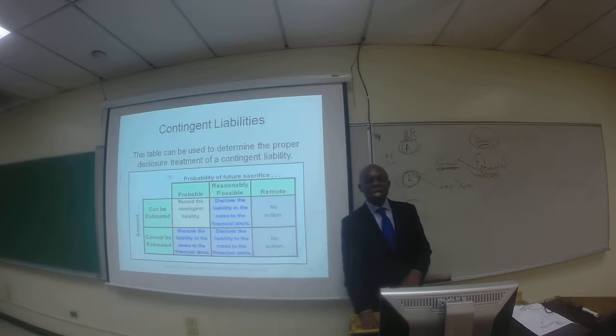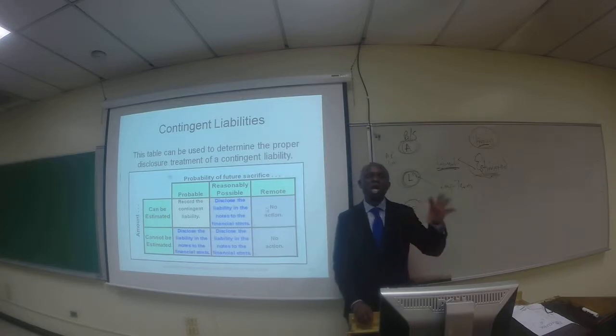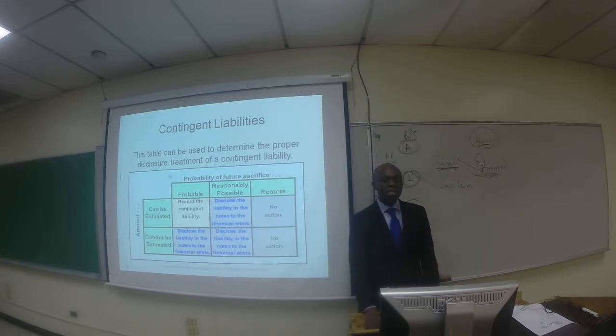All right? Now, if it is very remote, it is not likely at all that we are going to get stuck in the future, we don't do anything. We don't record it. We don't disclose it. All right? Take a look at the second one. Second level, cannot be estimated. Then in such a case, if it's probable, you disclose it. If it is reasonably possible, you disclose the liability. If it is remote, then you don't do anything.